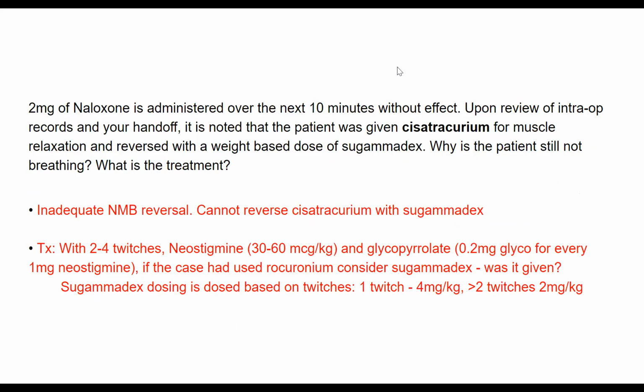Sugammadex, if you remember, does not reverse cisatracurium. It only reverses rocuronium and drugs that are chemically based on rocuronium, which are things like vecuronium and pancuronium. But this patient's still not breathing after the Narcan and flumazenil. So what do we think now? Neuromuscular, you had mentioned residual neuromuscular blockade. And in this case, it's very likely residual blockade because we didn't give the correct reversal. It was an error in the OR.